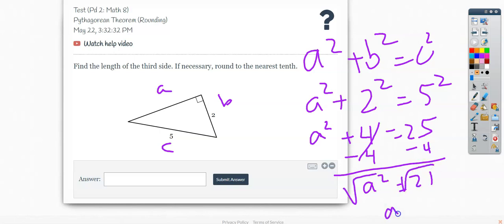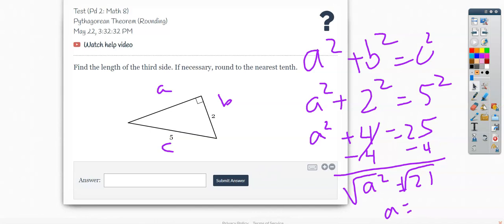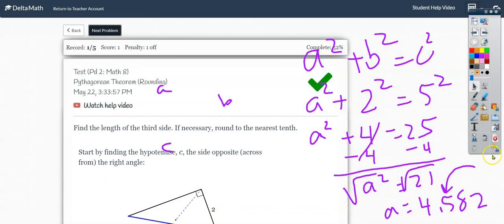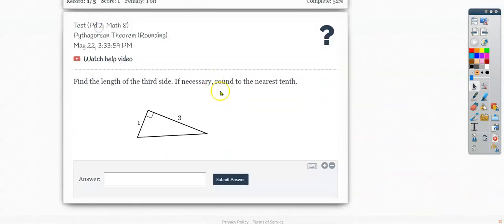square root both sides. So we're going to say the square root of 21, which is 4.582. So we're going to go with 4.6. So 4.6. Let's see what we get. Yay!